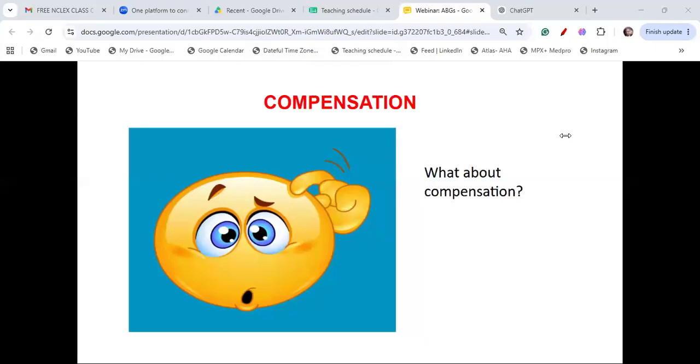Now, having known how to interpret a basic one, we want to introduce the compensation. We have three types of compensation that we'll be looking at. The first one is uncompensation.